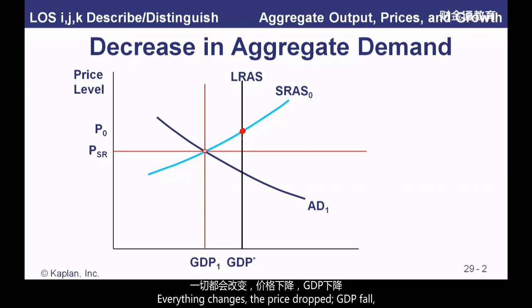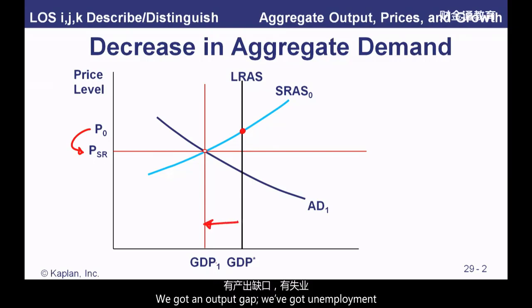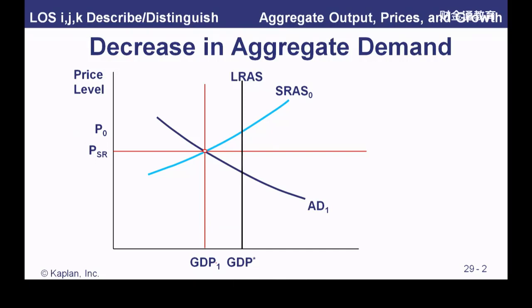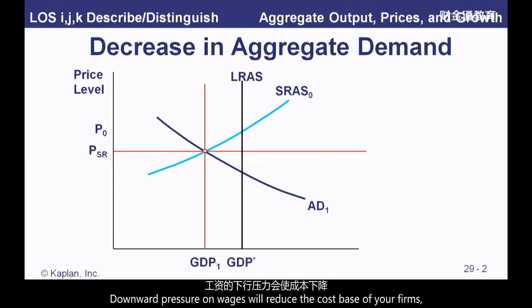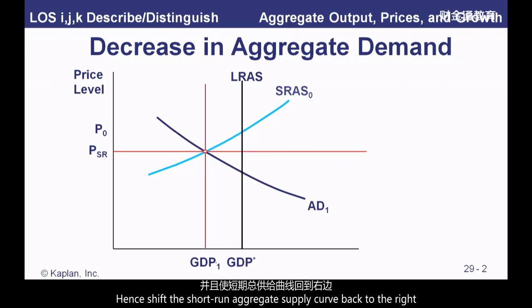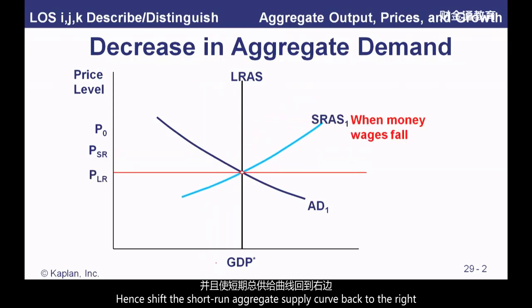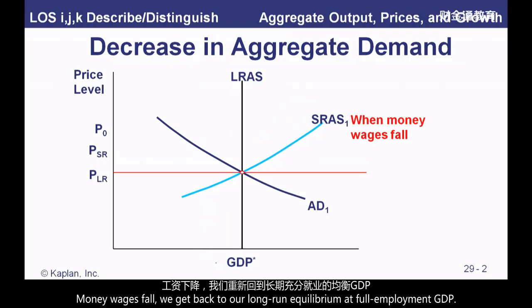Everything changes. The price dropped. GDP fell. We've got an output gap. We've got unemployment. But we have downward pressure on wages. Downward pressure on wages will reduce the cost base of your firms, hence shift the short-run aggregate supply curve back to the right. Money wages fall, we get back to our long-run equilibrium at full employment GDP.